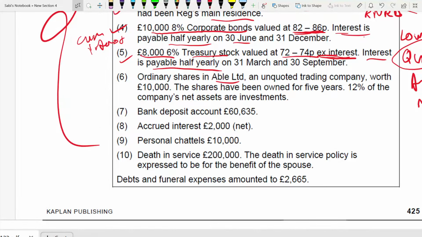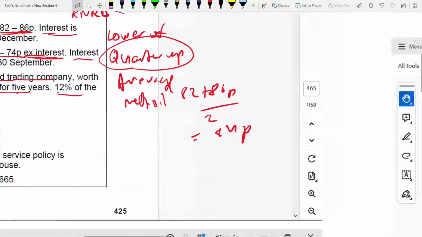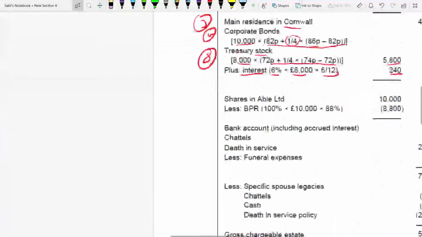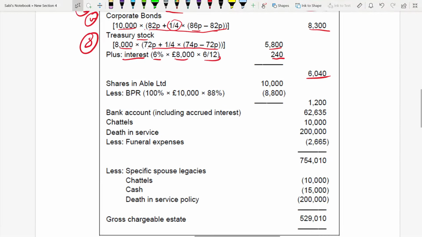Ordinary shares in Able Limited, unquoted trading company, worth 10,000. Shares have been owned for 5 years. 12% of the company's net assets are investment. What is it? Ordinary share, unquoted trading company, owned more than 2 years also. Unquoted trading company. So you will get BPR. So shares of 10,000. You will get a BPR of 100% of 10,000, but because you have some net investment of 12%, only up to trading assets, only business assets, you will get the BPR. So 100 minus 12, the balance remaining 88% only, you will get the BPR of 10,000. So 1,200 is the shares.